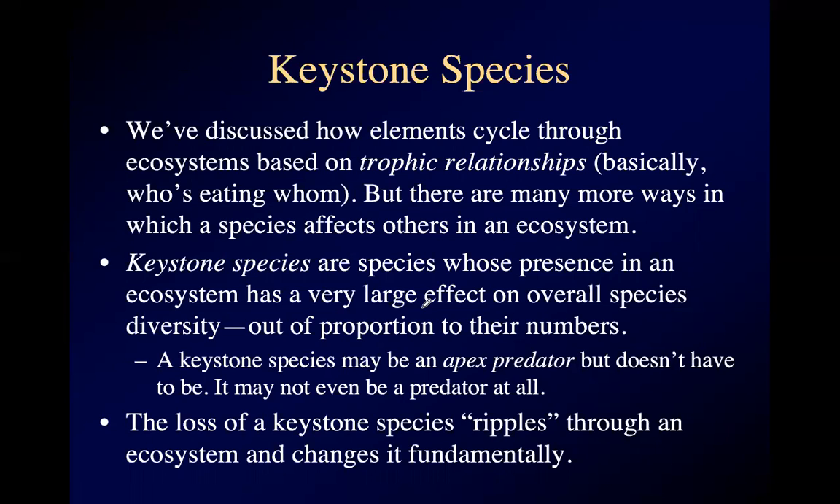Just like if you have an arch and you pull out the keystone up at the top, the entire arch collapses. If you pull out a keystone species, that fundamentally alters the ecosystem in a lot of ways, and it changes it completely. Losing a keystone species has this ripple effect, or maybe domino effect is a better metaphor. Keystone species are sometimes apex predators. You might remember that term from Monday, but they aren't necessarily. They may not be predators at all.